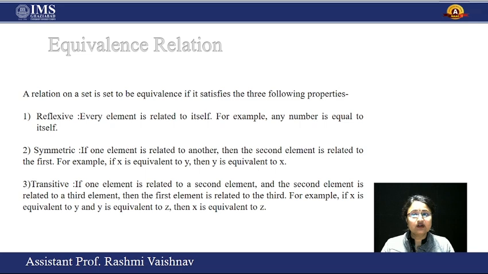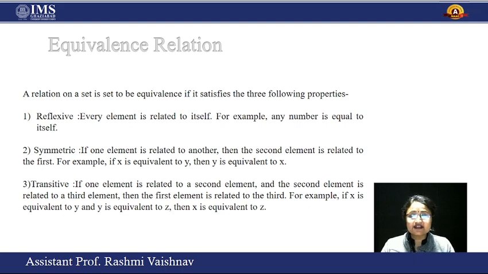A relation on a set is said to be an equivalence relation if it satisfies three properties. Number one, reflexive. Number two, symmetric. And number three, transitive. Reflexive, what does it mean? Reflexive means every element is related to itself. For example, 1 is equal to 1, 2 is equal to 2, and so on. If we talk about symmetric, if one element is related to another element, and the second element is related to the first element, then we can conclude that both the elements are equivalent.